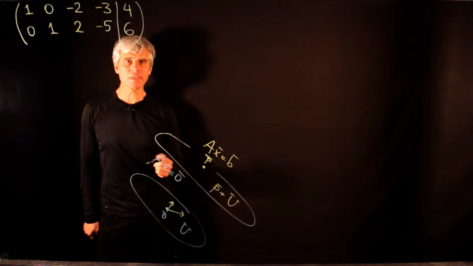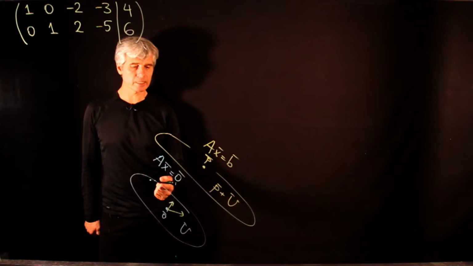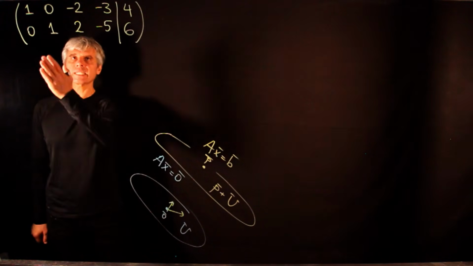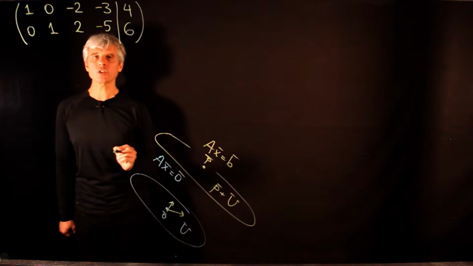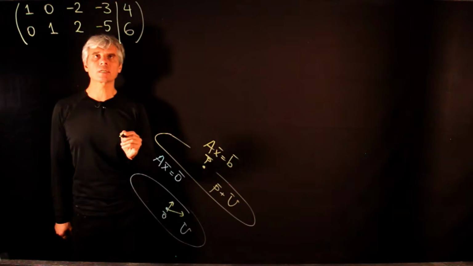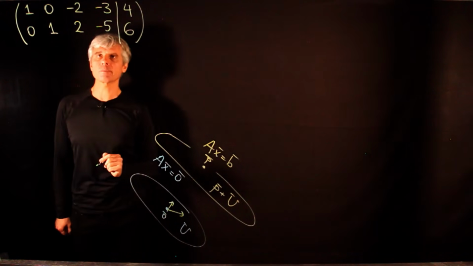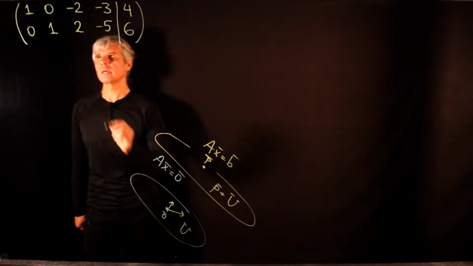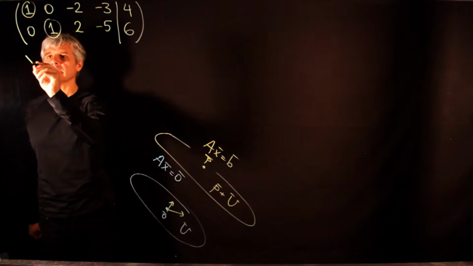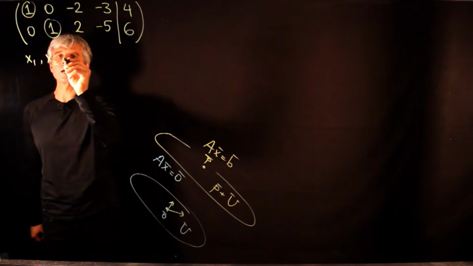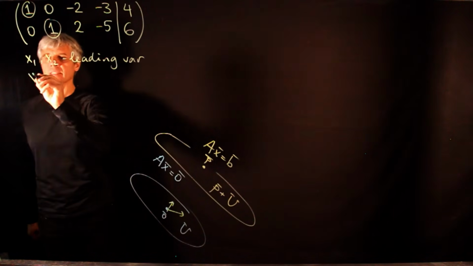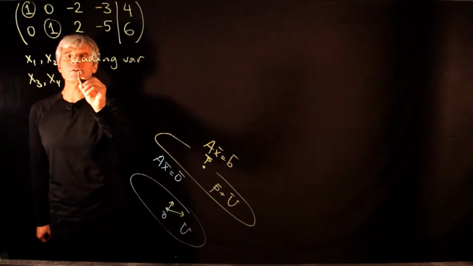Let us illustrate the theorem on the connection between solution sets of homogeneous and non-homogeneous systems with a concrete example. So let's consider this system of equations. Here we have two equations with 4 unknowns. And to make things simpler, I have already taken this matrix to be in reduced row echelon form. So here we see that we have two pivots. So variables x1 and x2 are leading variables, and variables x3 and x4 are free variables.